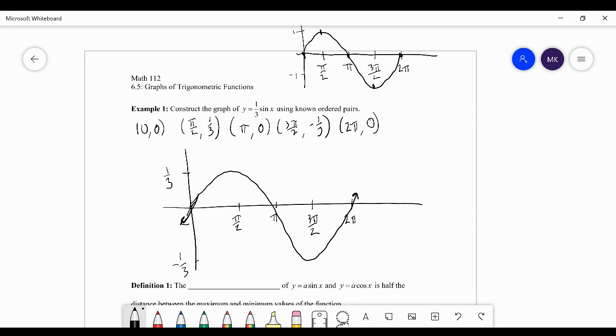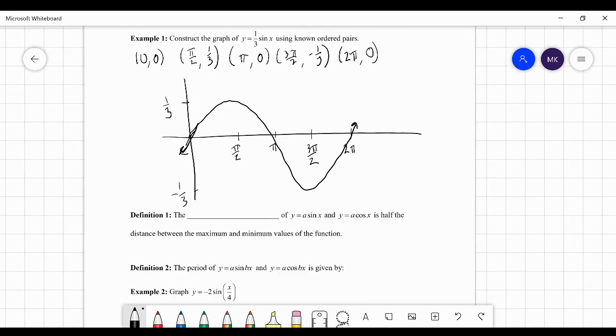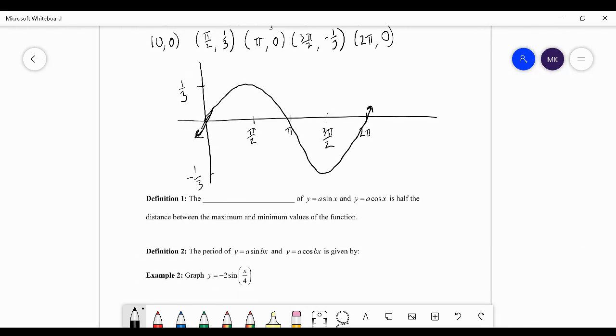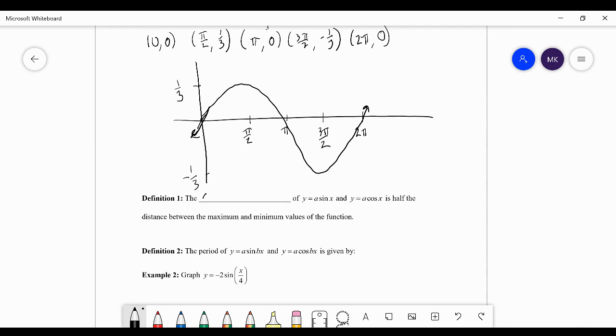And so what is that called? What do we call that? How do we describe that? The term is called the amplitude of those functions. The amplitude of y equals a times sine of x, or y equals a times cosine of x, is half the distance between the maximum and minimum values of the function.